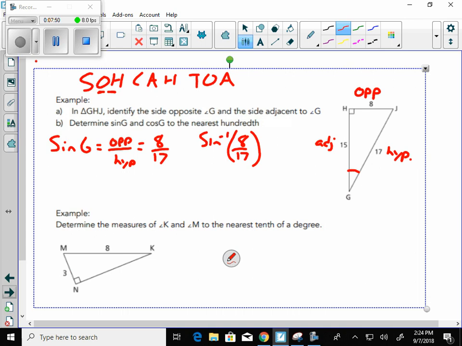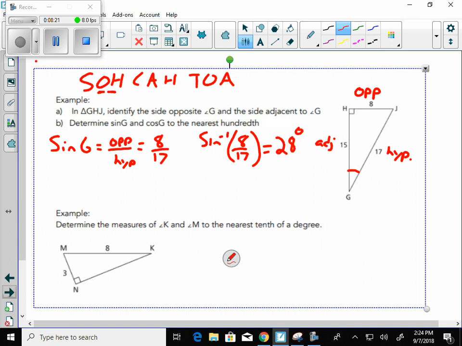Yes, calculator is very helpful in math. 8 divided by 17? You should just start slamming buttons. You go 8 divided by 17, equals. I always forget the stupid equals. So, there we go. Can everyone get about 28 degrees roughly? Yeah. Okay, good. Excellent.